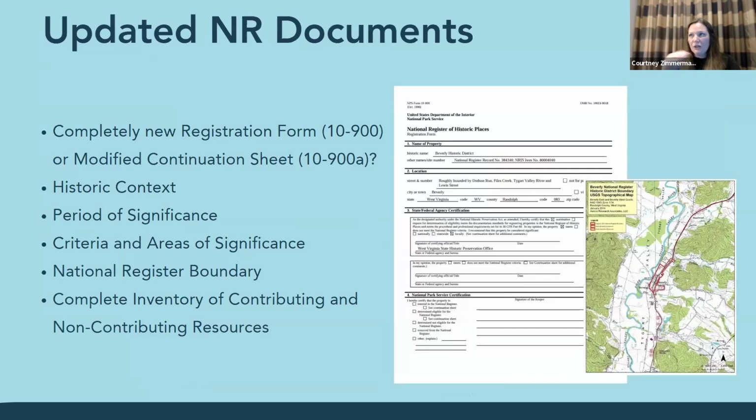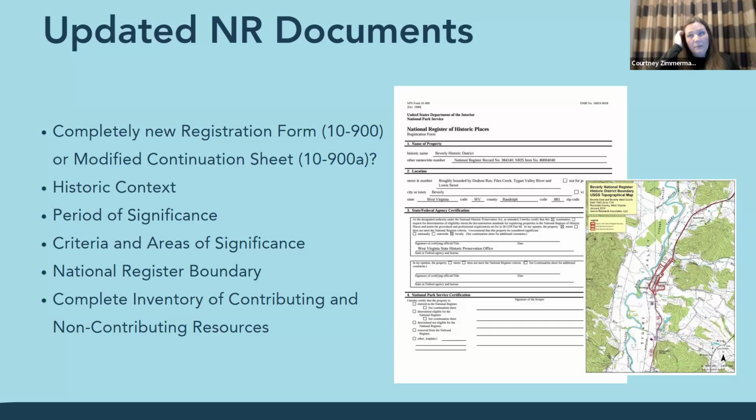Then after you've done your survey and you have done your survey report and you kind of know everything's approved by the SHPO for the survey report, you've got to decide how you're going to update your National Register document if there's one existing.